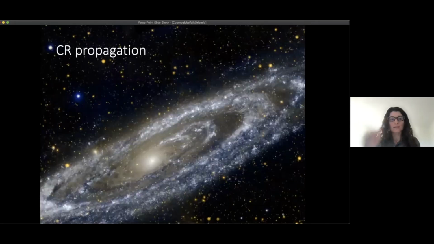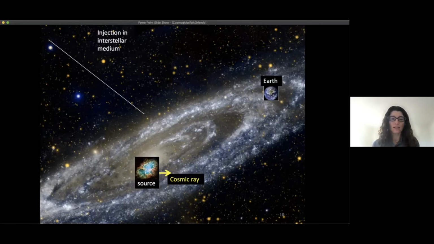Given the complexity of the physical processes, I'll try to simplify them as much as possible. Let's suppose that this is our galaxy. The galaxy is filled by cosmic rays. Cosmic rays are injected in the interstellar medium from sources, most likely supernova remnants, with a certain spectral index that we see here at the top. And this is in proximity to their sources.